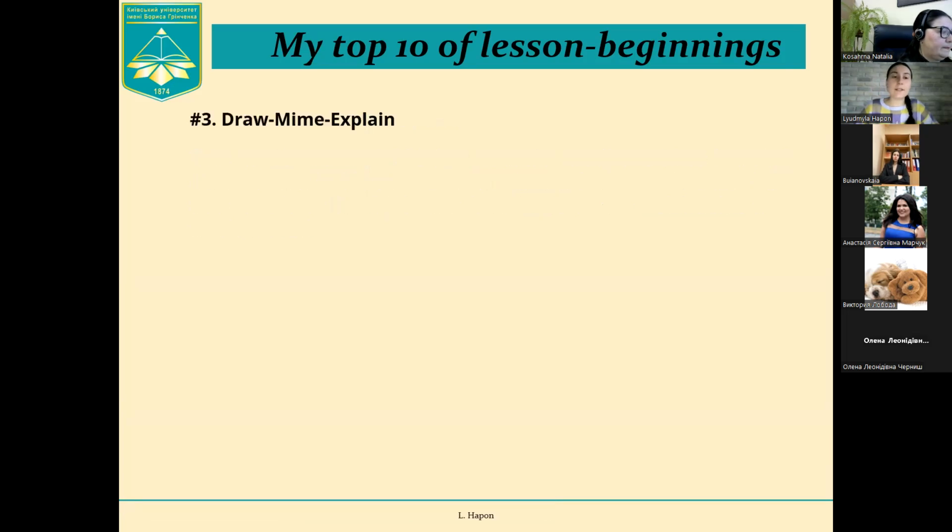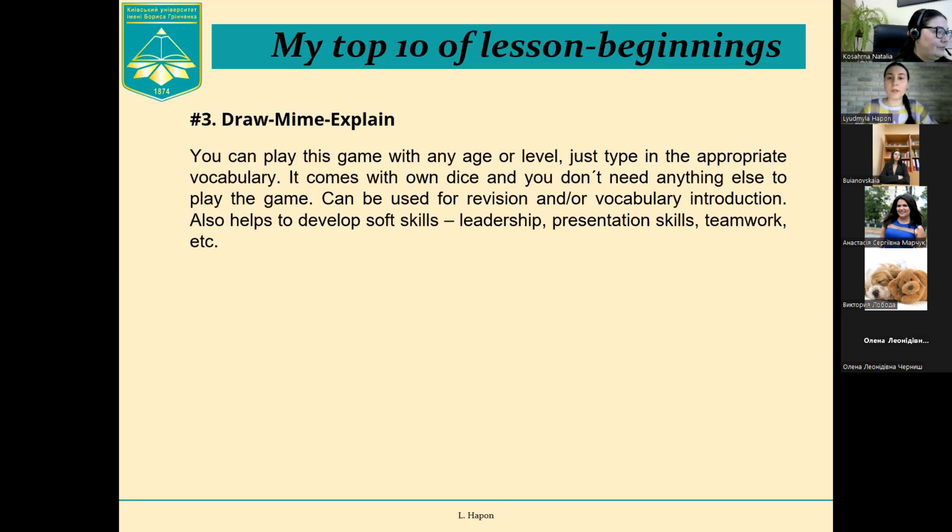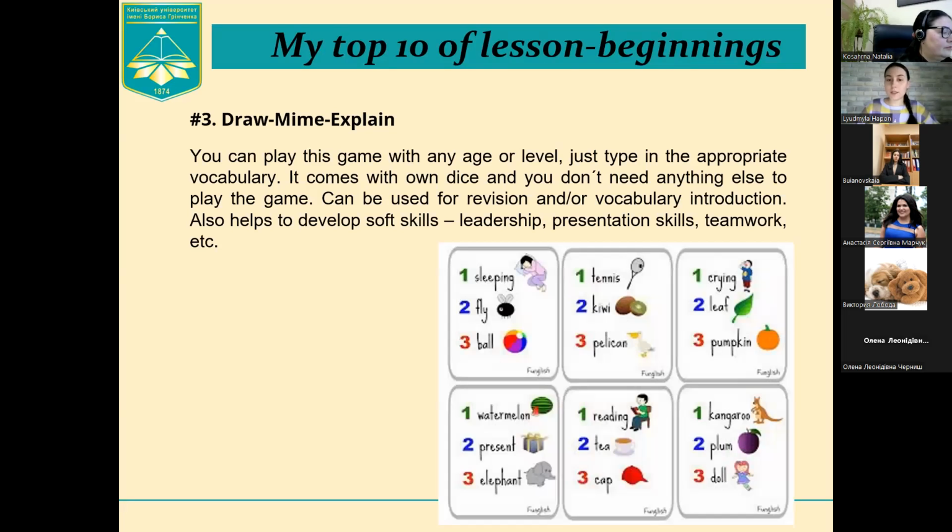The next activity is called draw, mime, and explain. Usually pupils like drawing and miming, but do not like explaining the words. So what's the idea? Actually, it can be done at different levels and at different ages to revise the vocabulary. So if the previous lesson was full of new words, it's a good idea to use draw, mime, explain cards. How does it look like?